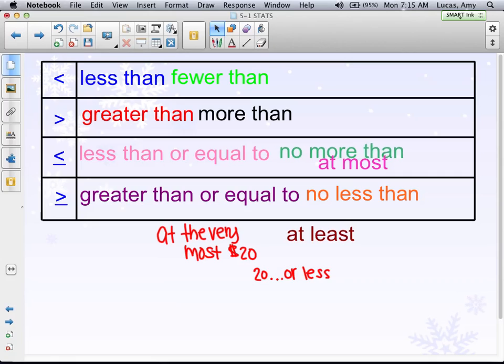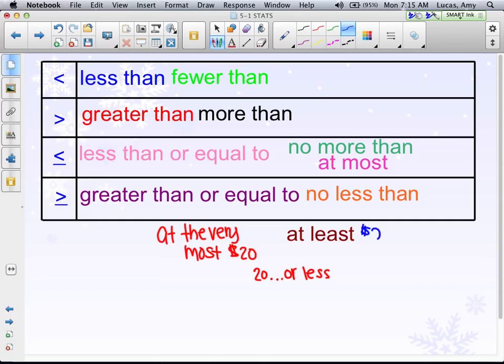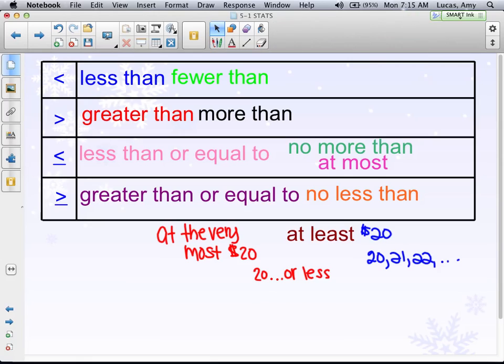So here's another one. If I have at least $20, then I'm going to have 20 at the very least. 20, 21, 22. So at the very least I have $20. That's going to be greater than or equal to. These are very tricky words to understand. I always try to connect them to money to help me out.